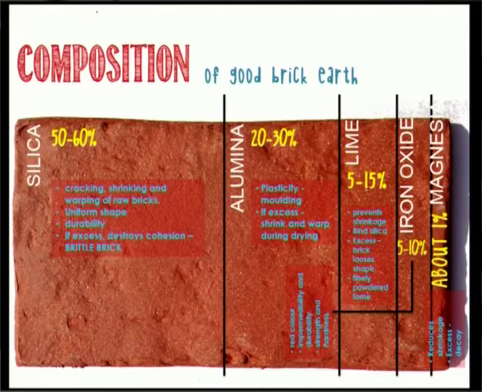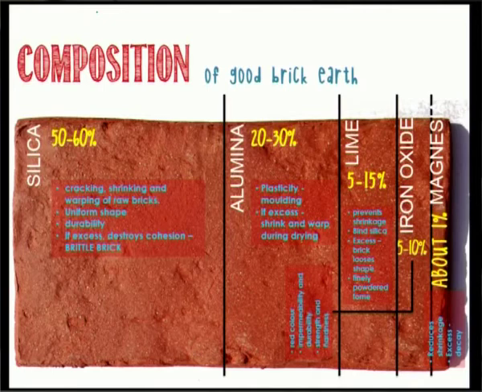Free form as in it can be present in sand. Sand has a lot of silica content, so it will be present in the sand or as a chemical mixture with alumina or any other component. So almost more than half of the brick earth is composed of silica.